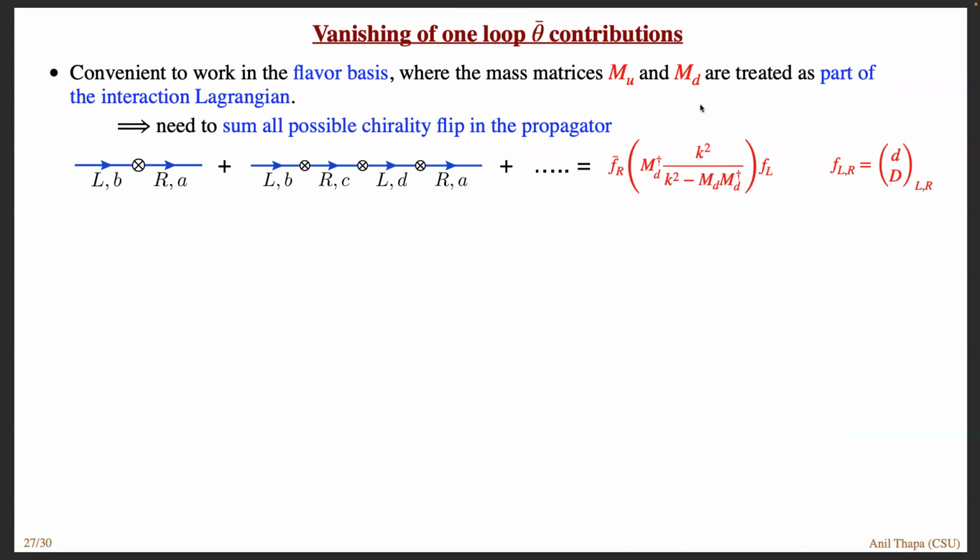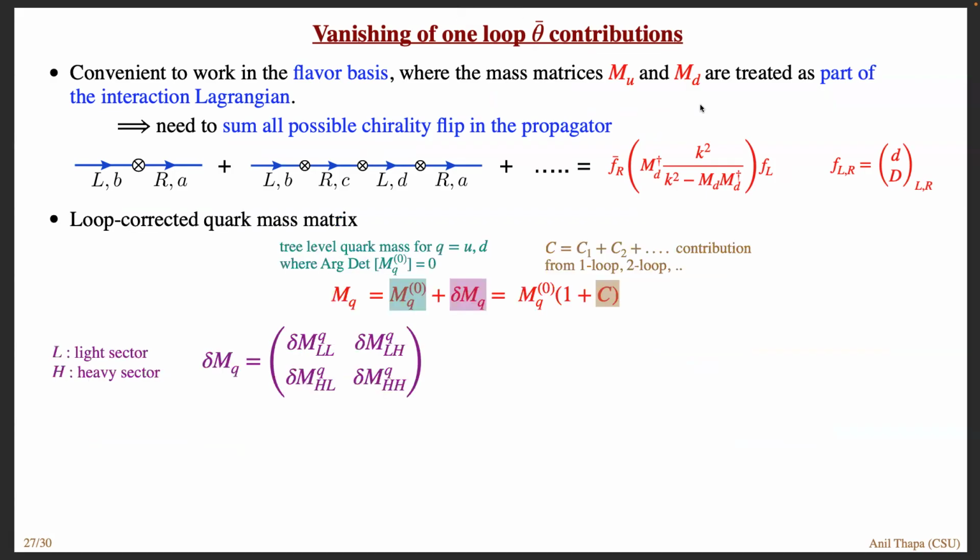For you to calculate theta bar at one loop, you have to work in the flavor basis. This is again technical stuff. Then you can write this kind of propagator in the flavor basis like this. Once you do that, you can write the loop-corrected quark mass matrix. Again, theta plus the argument of the determinant of MQ. The MQ is MQ naught, which is a tree-level term, plus delta M, a loop-level term, which can come from one loop, two loop, and so on.